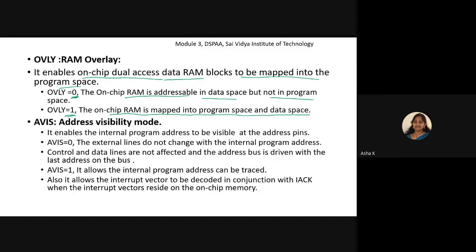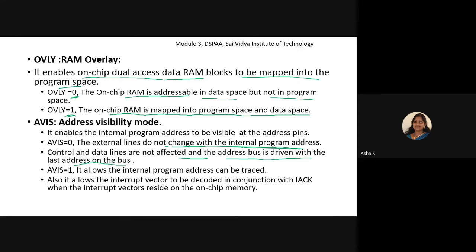So we have the next one, called address visibility mode. It enables the internal program address to be visible at the address pin. So we have address pins and data pins. Whenever this bit is equal to 0, the external lines do not change with the internal program address. Also the control and data lines are not affected, and the address bus is driven with the last address on the bus, whatever the last address was.